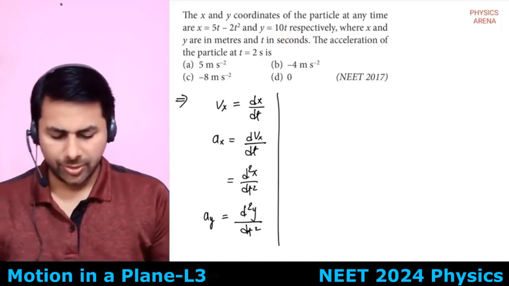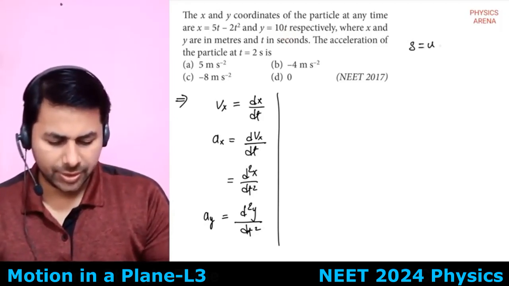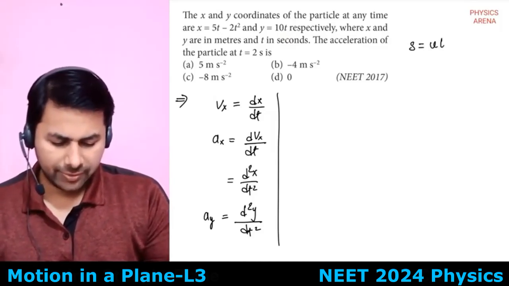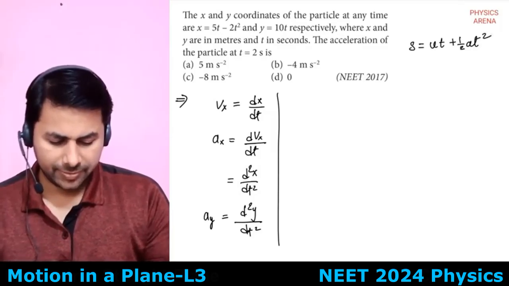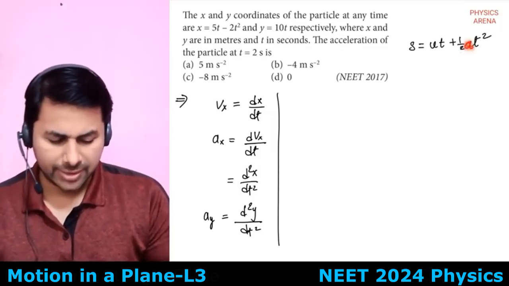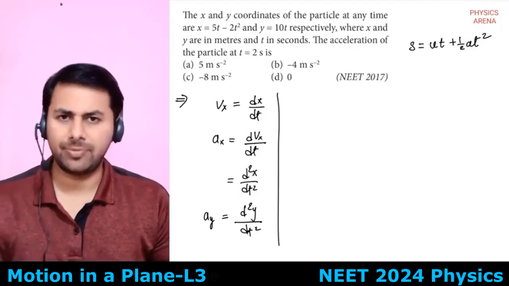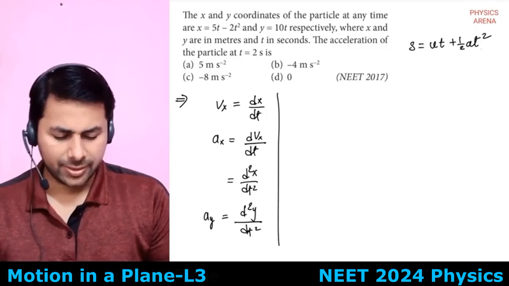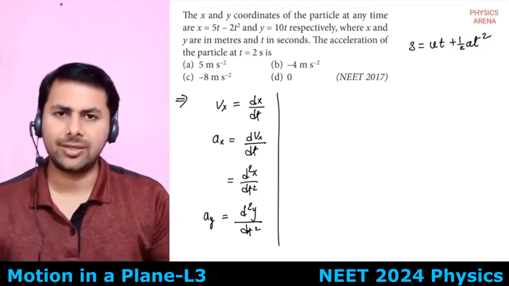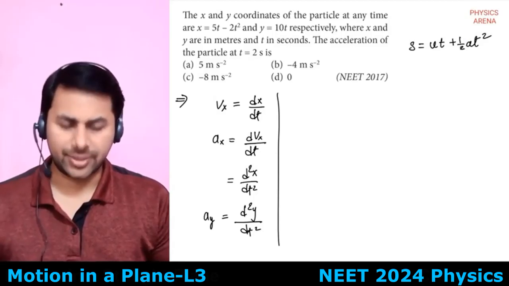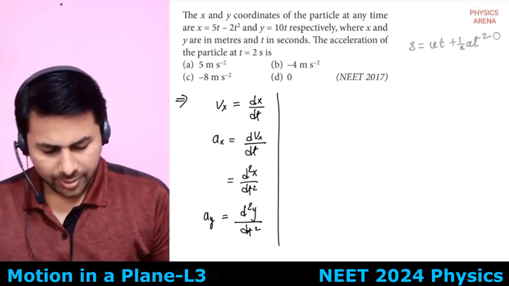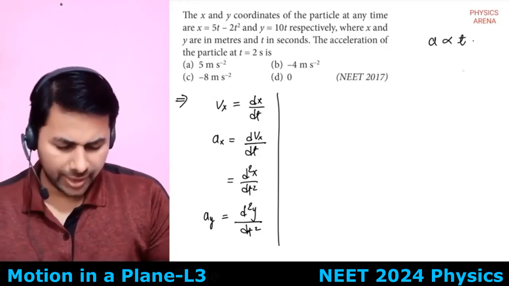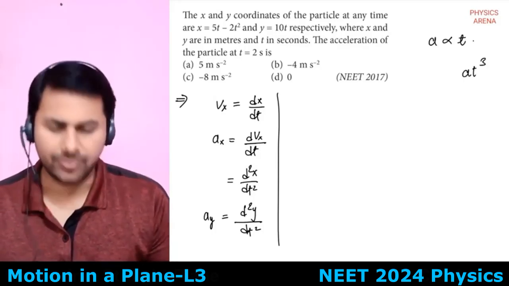Okay. So see, you have this equation s is equal to ut plus half at square. This is for uniform acceleration a. If acceleration depends on time, then you will have t raised to something else. If it is t square, then it is uniform acceleration, right? So for example, if acceleration is proportional to time, then you will have a term like this, a times t cube.